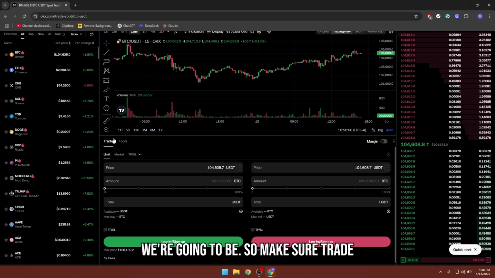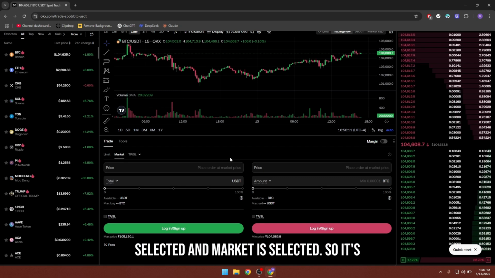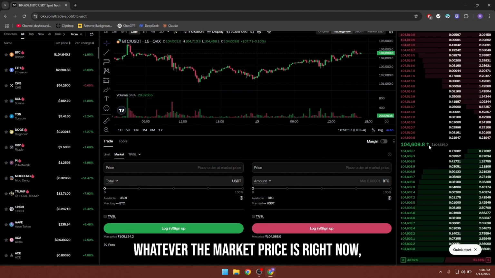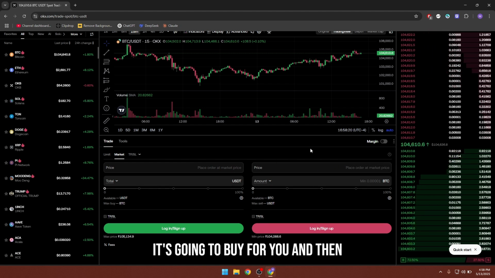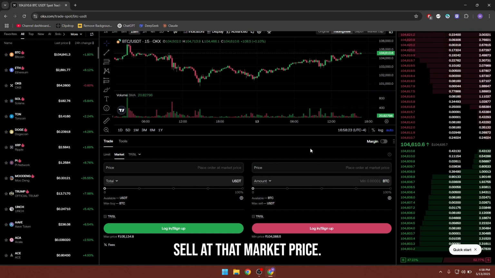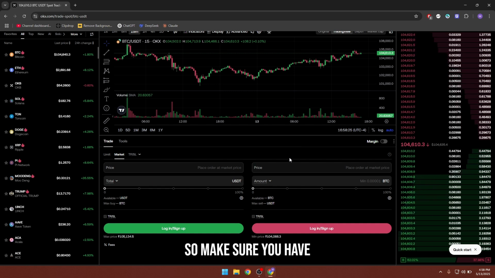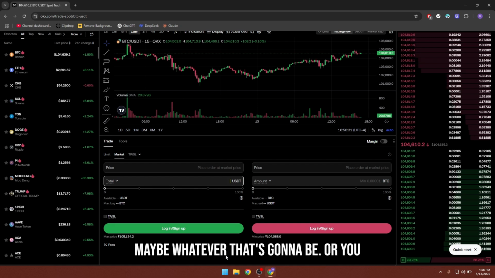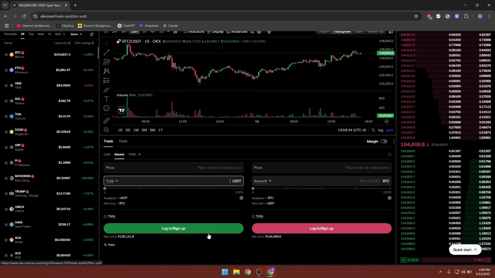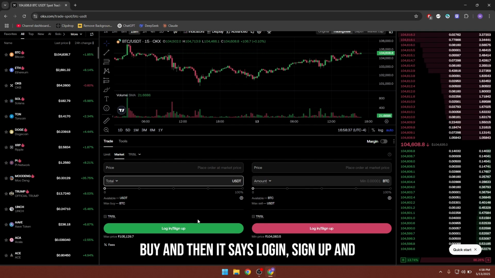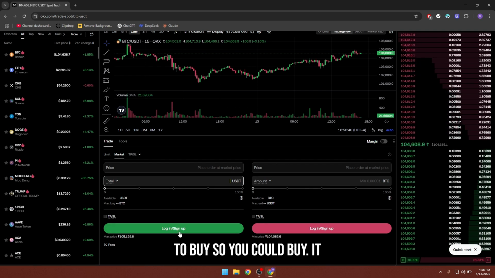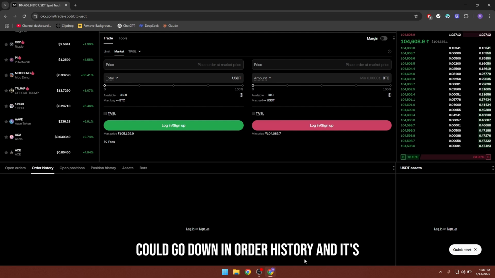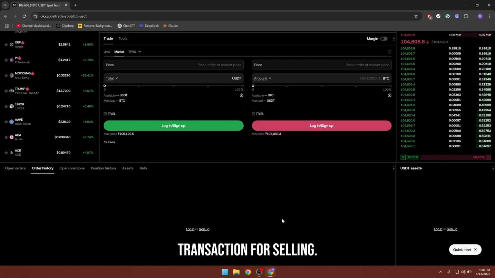So make sure trade is selected and market is selected. It's going to say place order at market price. What it means is whatever the market price is right now, it's going to buy for you. And whenever you want to sell, it's going to sell at that market price. So make sure you have USDT. You can put in the number, or you could use the slider to put in the amount of USDT you want to buy, and since you have logged in, it's going to tell you to buy. It should instantly fill your order, and you can go down to order history and it's going to show everything about that transaction.